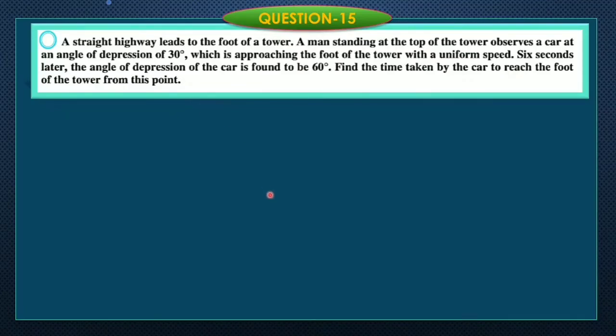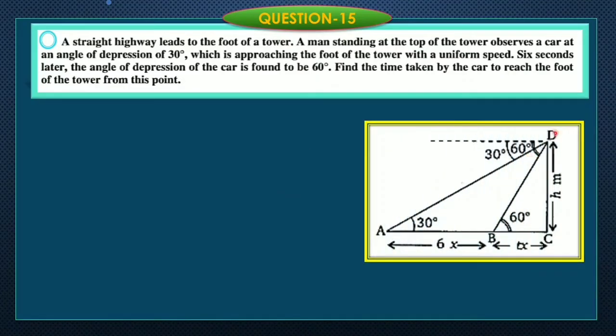So let's first of all make a figure. Here you can observe this DC as a tower and a man is standing on the tower, suppose at point D, who is observing a car on the highway. So here suppose the car position is at point A. Now he is observing this car, which makes an angle of depression equal to 30 degrees. So this is the horizontal level and this is the line of sight and this is angle 30, meaning the angle of depression. As this angle is 30, this is also 30 degrees. These are alternate interior angles.